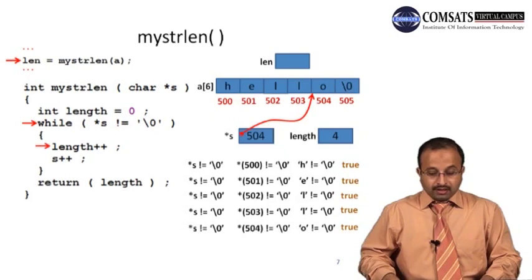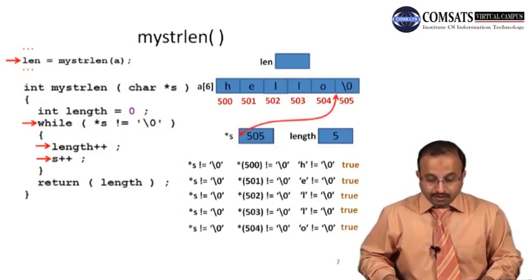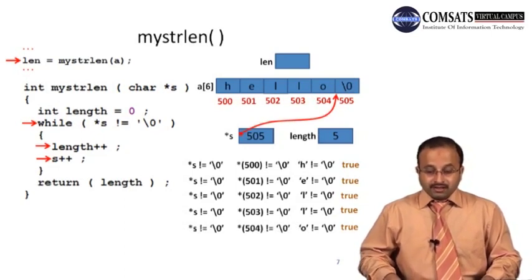Then it increments the length, the incremented value becomes 5, and then it increments the pointer. Now the incremented value is 505. Now the pointer points to the next character, and that next character is null.